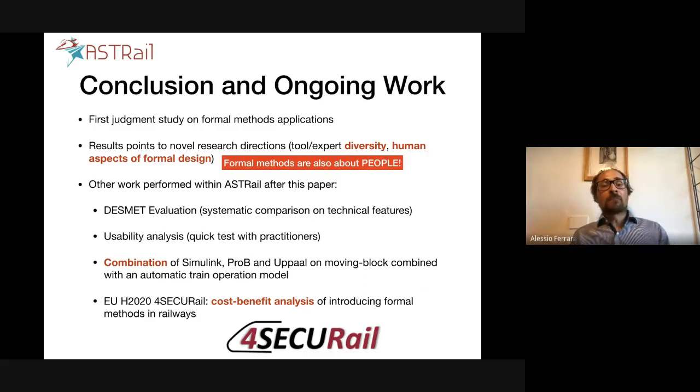Other works that have been performed within Astrail, so within the project, are the DESMET evaluation, so the systematic evaluations of features for these tools, a usability analysis involving practitioners, and we have also experimented with the formal methods diversity, so combinations of different tools for developing a quite complex railway model. And finally, we are currently involved in this project, which is called Securail, that is a follow-up of Astrail and is concerned with the cost-benefit analysis of introducing formal methods in railways.